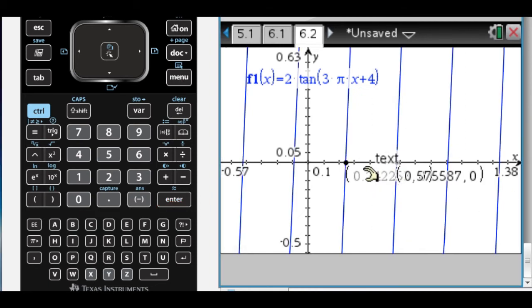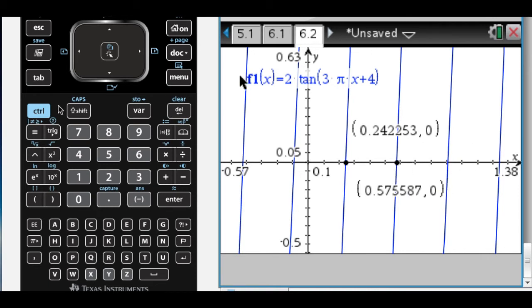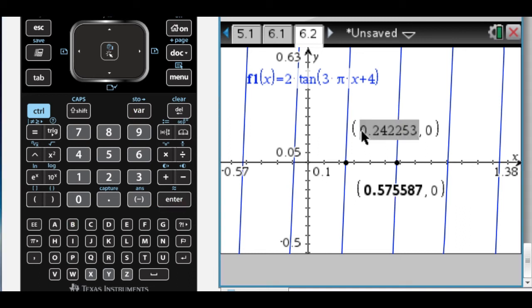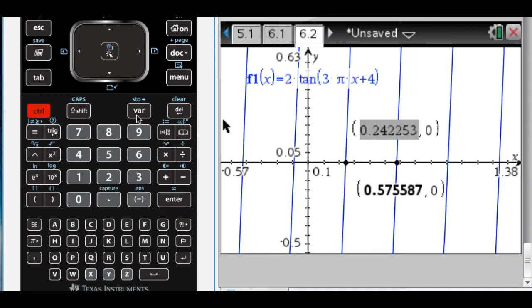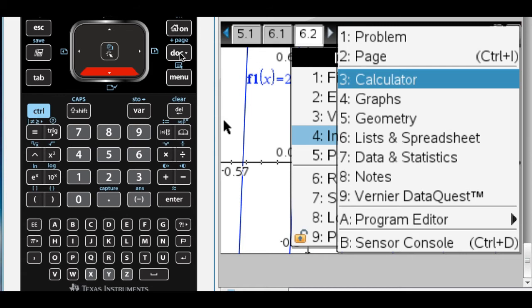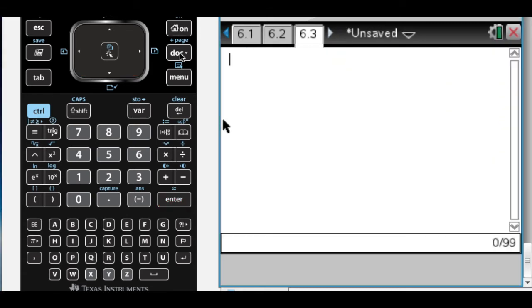Okay, so that's consecutive zeros, and then I'm actually going to store them. I'll click once on that, and then control and the var key to store. I'm going to store that as B, and then here, click once, control var, store that as A. I'm going to insert a new page, but not a new problem, because I want A and B available. If I do B minus A, that should be the period.